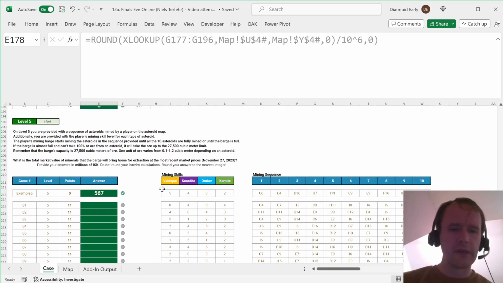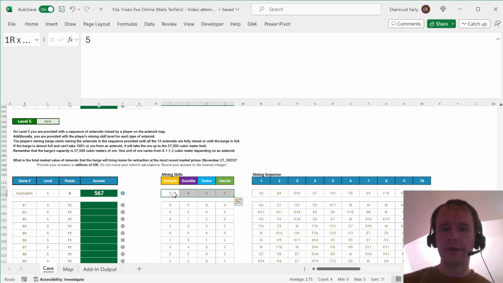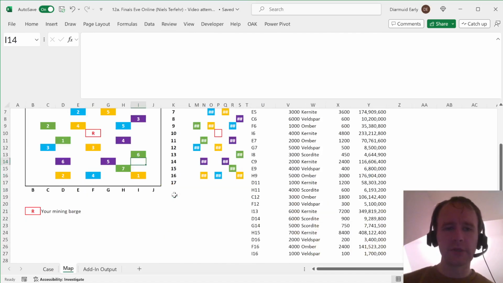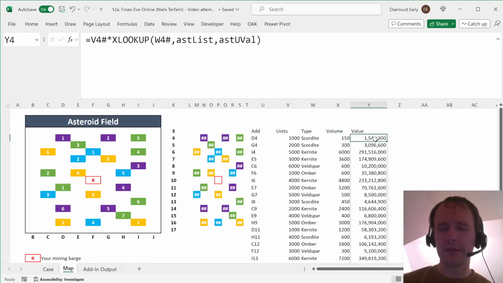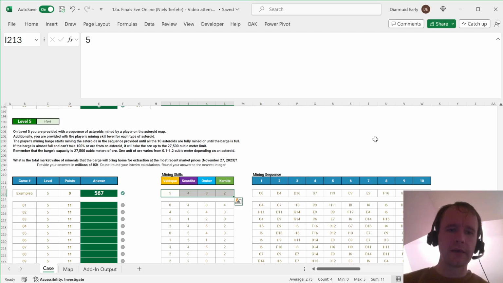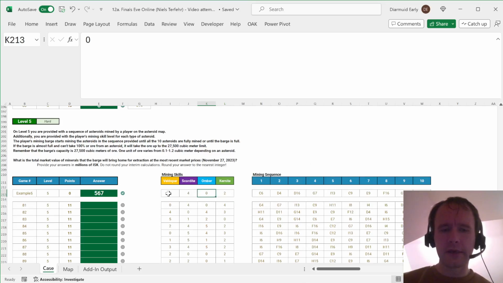On level 5, two things to factor in. One is you've now got mining skill. By default, when you mine an asteroid, you only get 75% of the volume and hence of the value of the minerals, unless you have skill. So the default is 0 skill, and then each skill point adds 5 percentage points of material. The maximum skill you can have is 5. If you have 5, you get 100% of the minerals out. If you have 0 skill, you get 75% out, and then it's 80, 85, 90, 95, and 100. So that's the first thing to factor in.